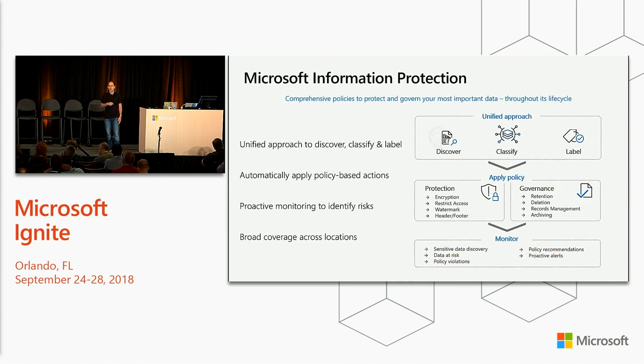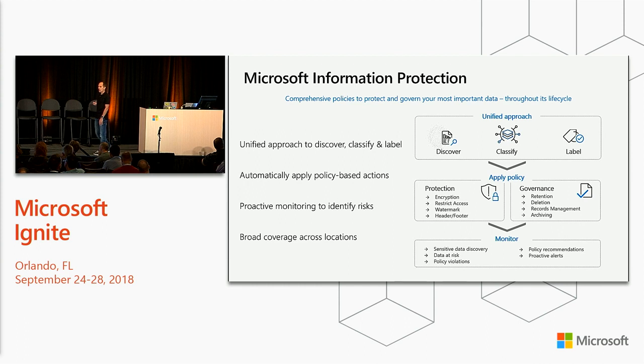For those that aren't familiar, information protection is a means by which you can discover all the data within your environment, classify that data through sensitive labels. That sensitive label defines a policy-based action. That policy-based action could be a governance action where we define the longevity that the data resides within the environment. Or I should say, it could be a protection-based policy where we add watermarks and headers to the data.